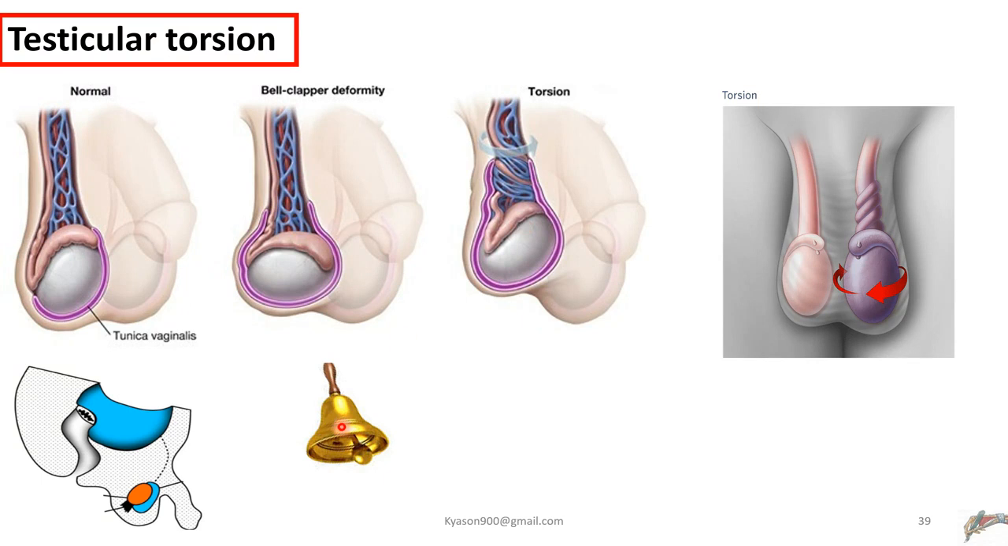And that kind of deformity or abnormality is called the Bell clapper deformity, because the position of the testicle within the scrotum is similar to the position of the clapper of the bell within the bell. So that's why it's called Bell clapper deformity. It occurs because of the failure of formation of the testicular ligament or abnormal attachment of the tunica vaginalis around the testicle. This predisposes to testicular torsion, and whenever there's testicular torsion, the structures within the spermatic cord are going to be squeezed or compressed.